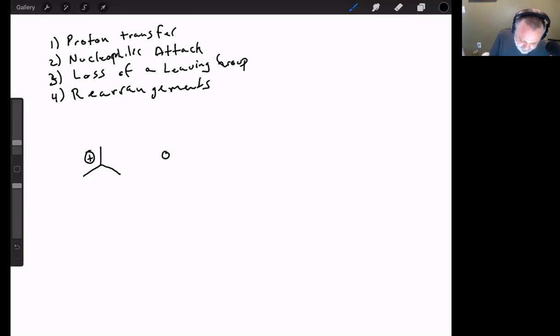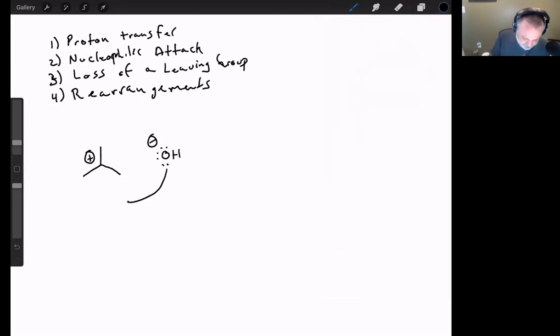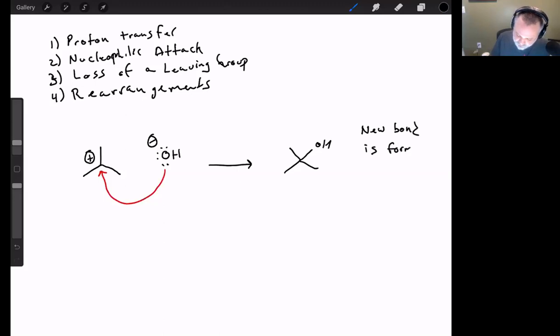If I have a similar situation where hydroxide is in the solution, hydroxide can also have its electrons attack the carbocation and form a bond with that carbon that was sp3 hybridized. So a new bond is formed. So part of the thing with nucleophilic attack is that a new bond is formed. Well, that's fine with nucleophilic attack.